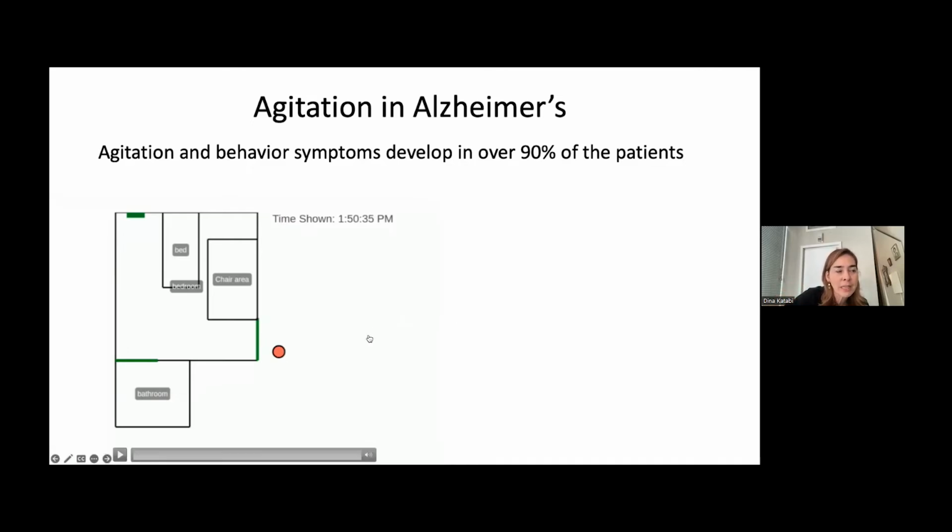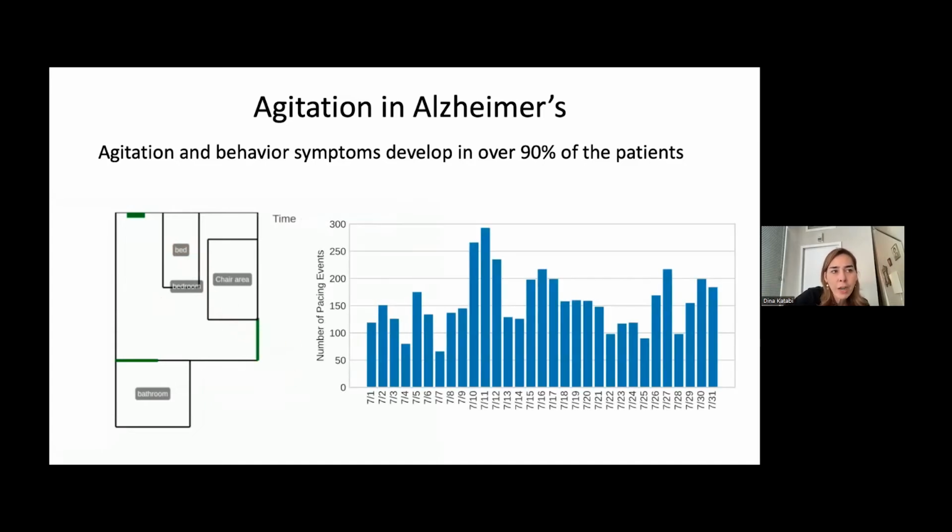I'm going to play it. I'm just going to speed it up so that you guys can see it. Getting in, getting out, getting in, getting out. Again, she will keep getting in and getting out. So this repetitive behavior is a sign of behavioral symptoms of agitation. And what we were able to do is to track this.